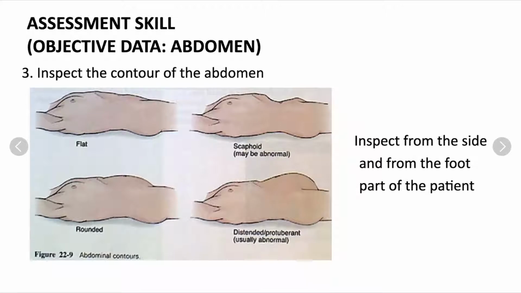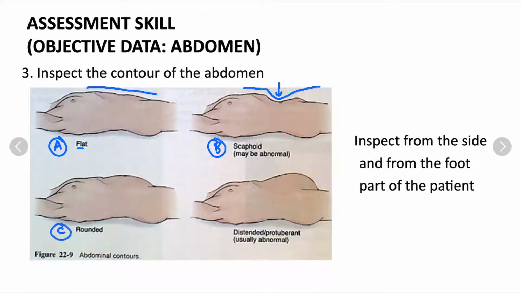Okay, then for number 3, inspect the contour of the abdomen. So we have different kinds of contour. Let's go to letter A, which is the flat. So basically its contour is flat. We have also the scaphoid. Okay, this is sometimes abnormal depending on the depth here, but usually it goes here and then a little bit of depression and then goes up. There's a depression in the middle. We could say that that's for letter B. We could say that the abdomen is rounded.